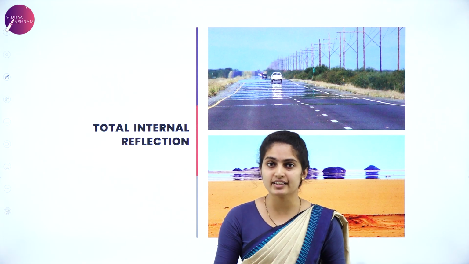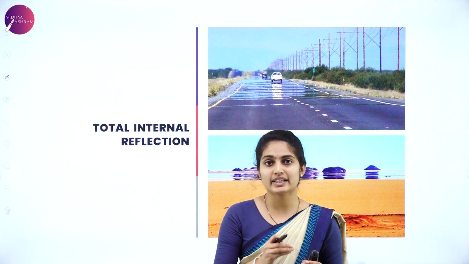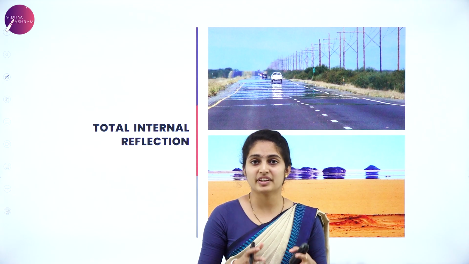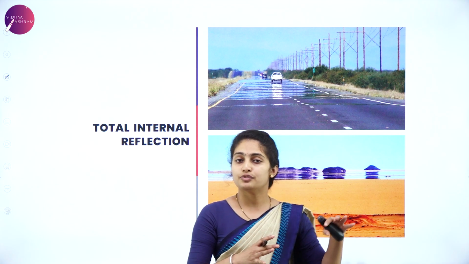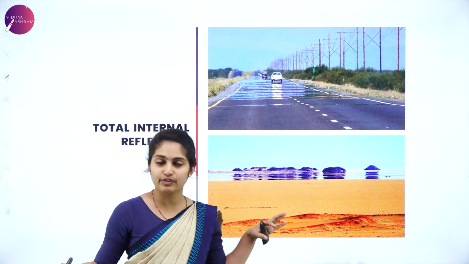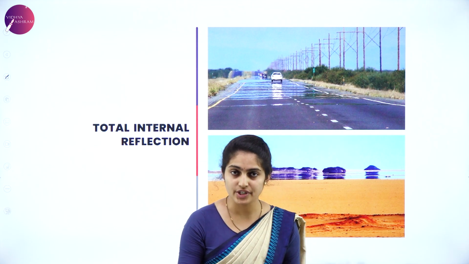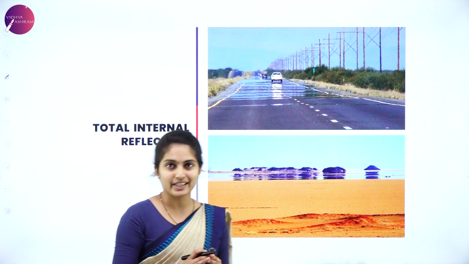So what is a critical angle? Suppose you have an angle of incidence from a denser medium for which we get a refracted angle of 90 degrees, that is called the critical angle. For total internal reflection, where the ray reflects back, it happens only if the incident angle is greater than the critical angle.